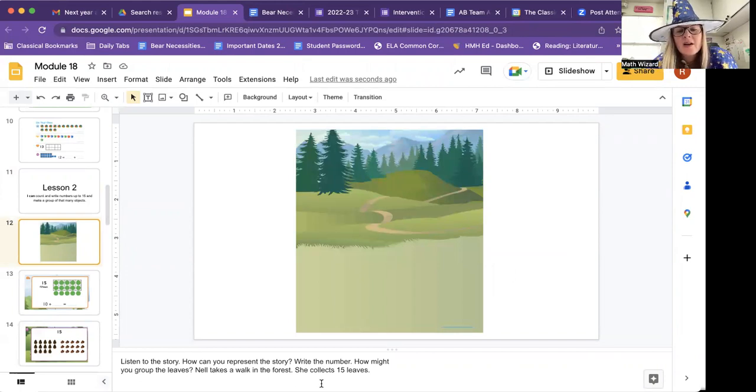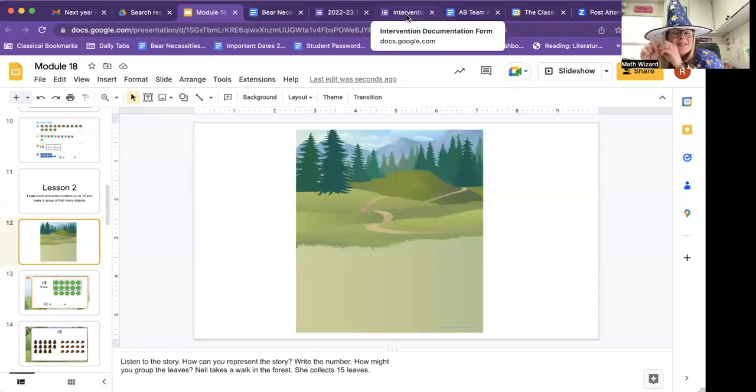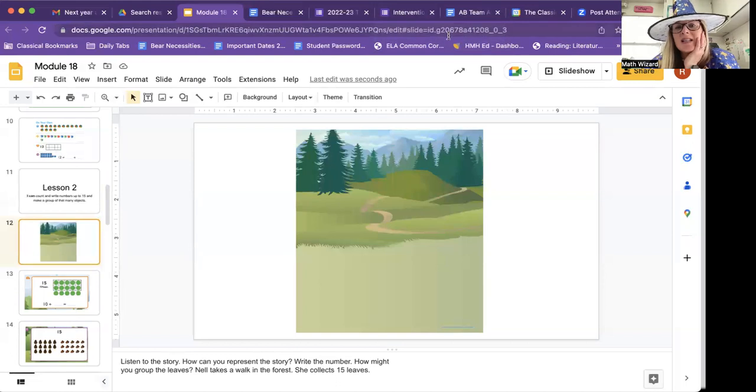Nell takes a walk in the forest. She collects 15 leaves. So how might you group the leaves? Well, we've been doing a lot of 10 ones and more ones. So that's one way. Maybe you want to group it another way. That's up to you. I'm going to do rectangles.